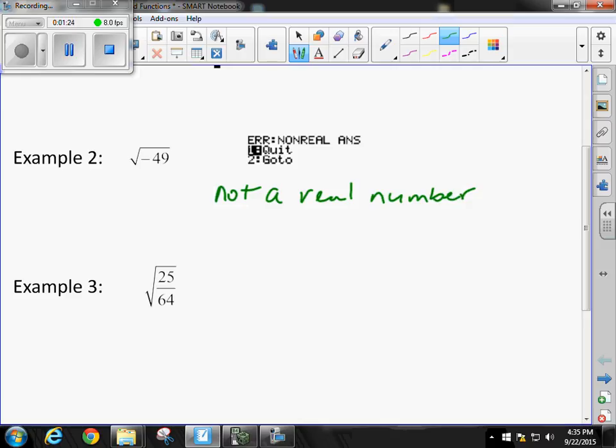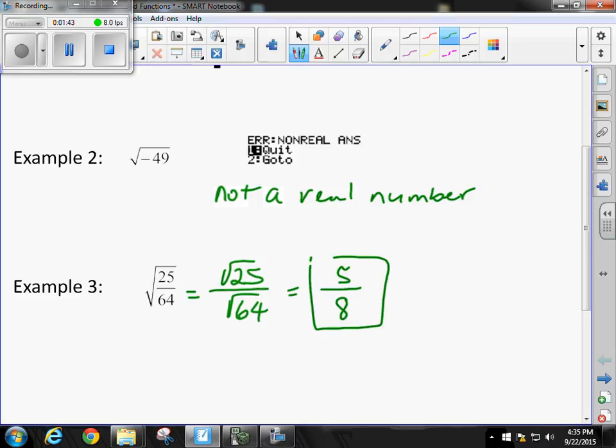Now, when I do my third example, I don't think I'll need the calculator for that. I want to break my fraction down. I've got a fraction under the radical, so I want to write them separately: the square root of 25 over the square root of 64. And I think we all know that the square root of 25 is 5 and the square root of 64 is 8. So I have my final answer there quickly.